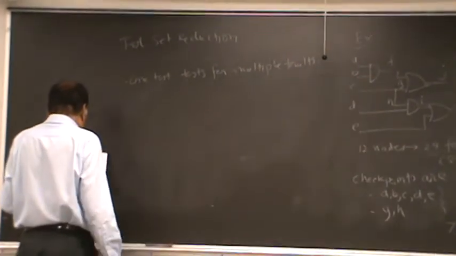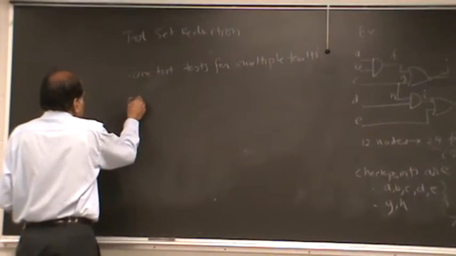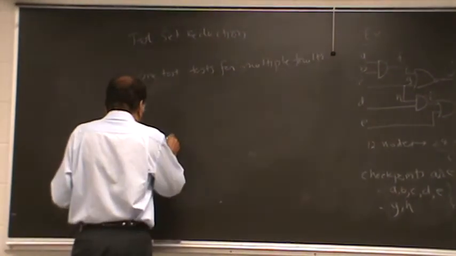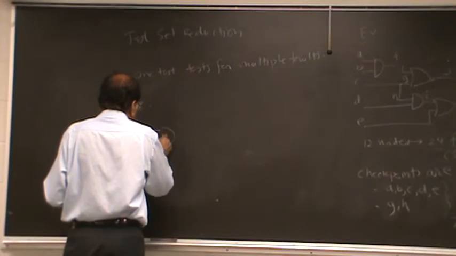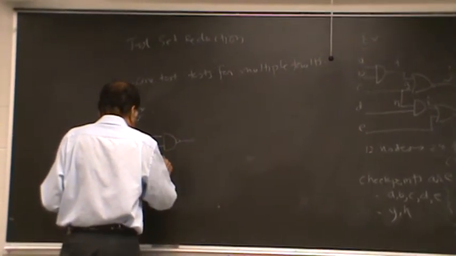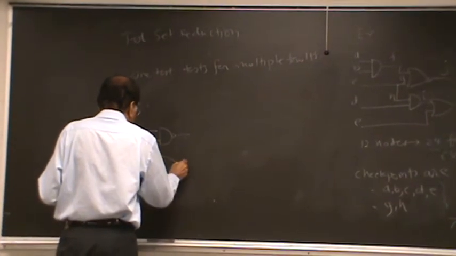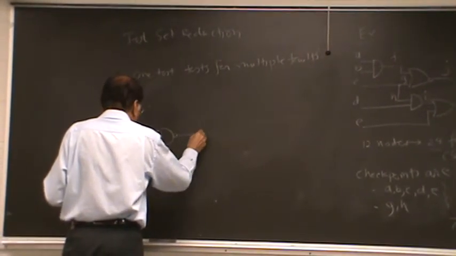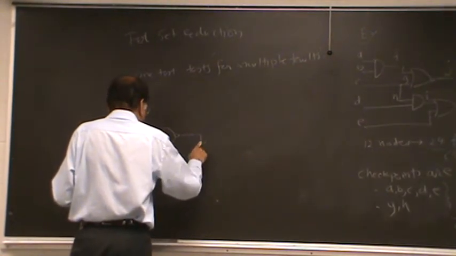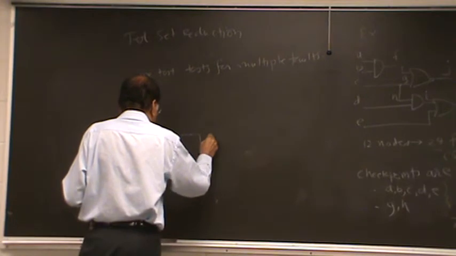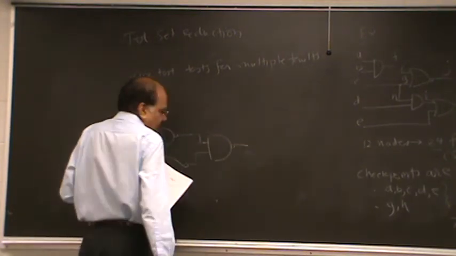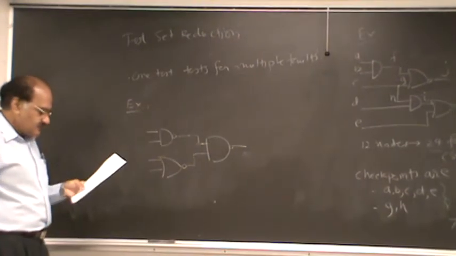And I can give you an example. Let us consider this example. And for convenience, I will assume that this is fan-out free. So there is no reconvergent fan-out. If you have reconvergent fan-out, then this type of analysis becomes harder.